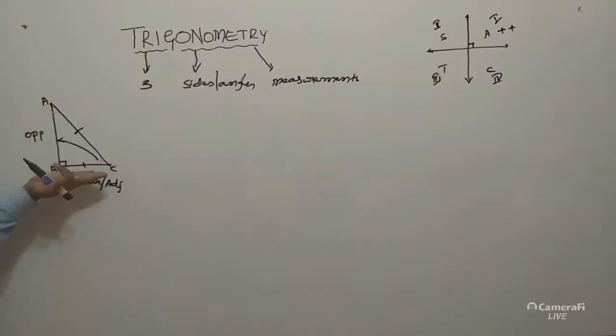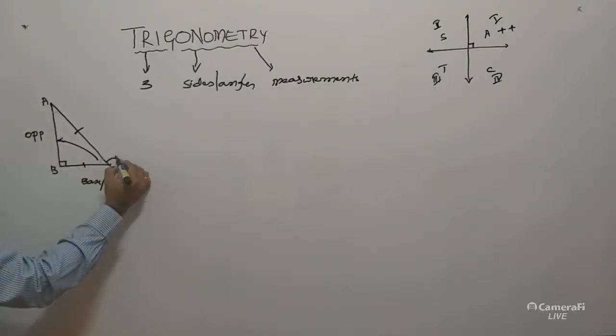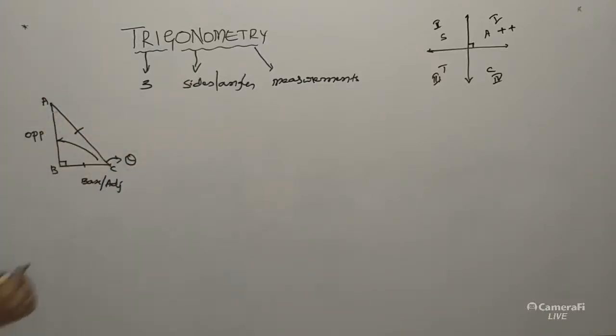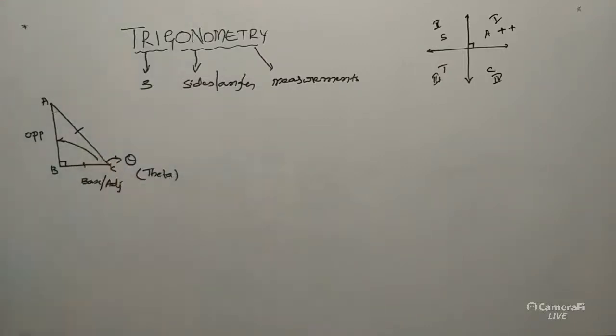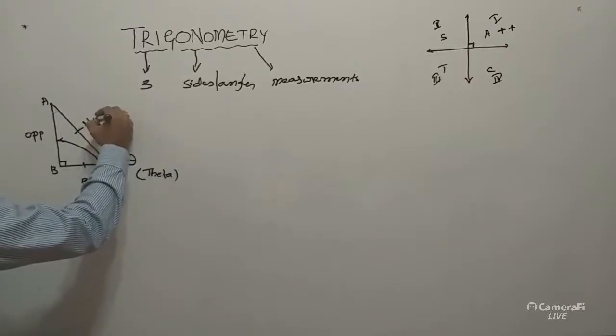The base angle which we are going to learn, angle C, is given the name theta in trigonometry. When we are considering angle C as theta, its opposite side is AB, its base is the adjacent side, and the longest side, as I told, is the hypotenuse.